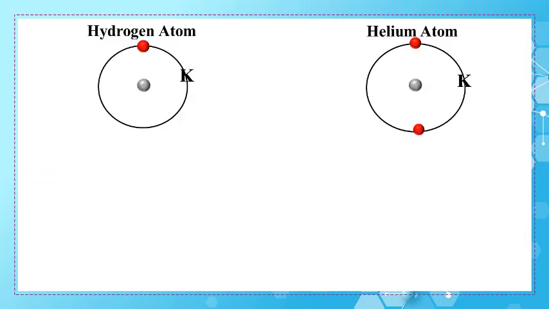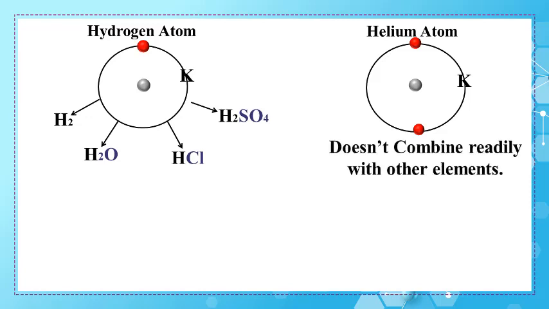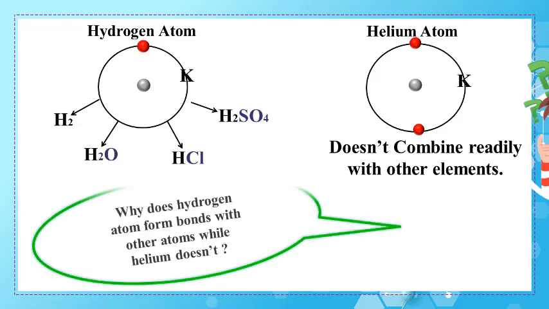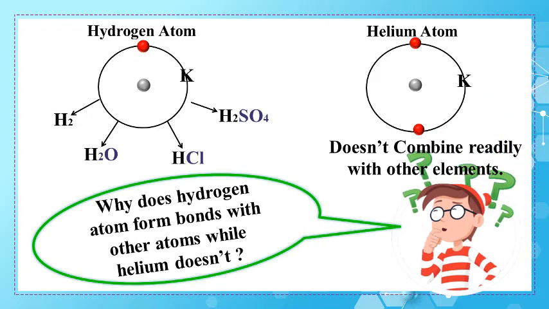Hydrogen atom exists in nature bonded to other atoms forming compounds like H2, H2O, HCl, H2SO4. However, helium atom doesn't combine readily with other atoms. But why does hydrogen atom form bonds with other atoms while helium doesn't?